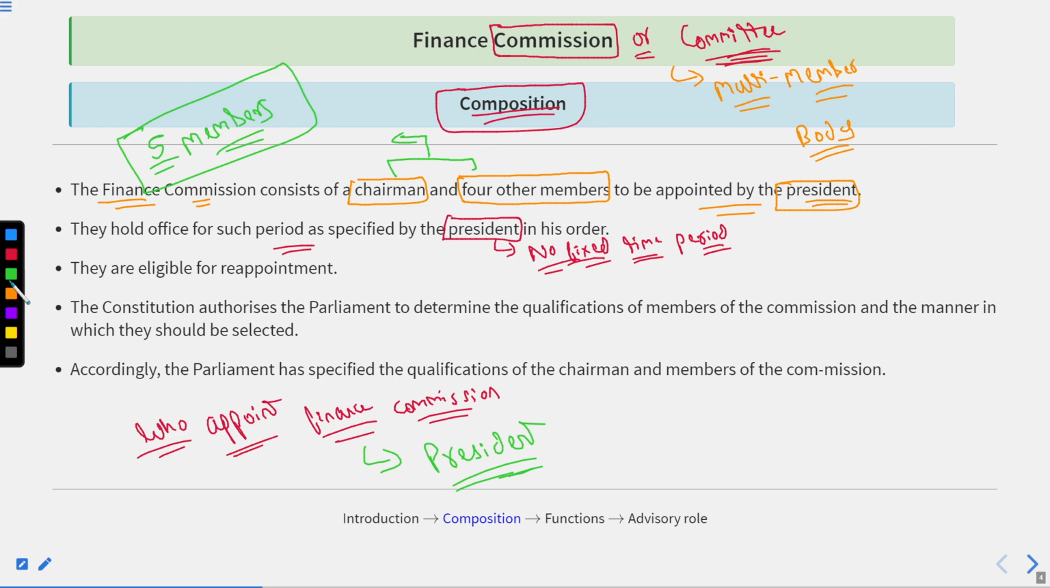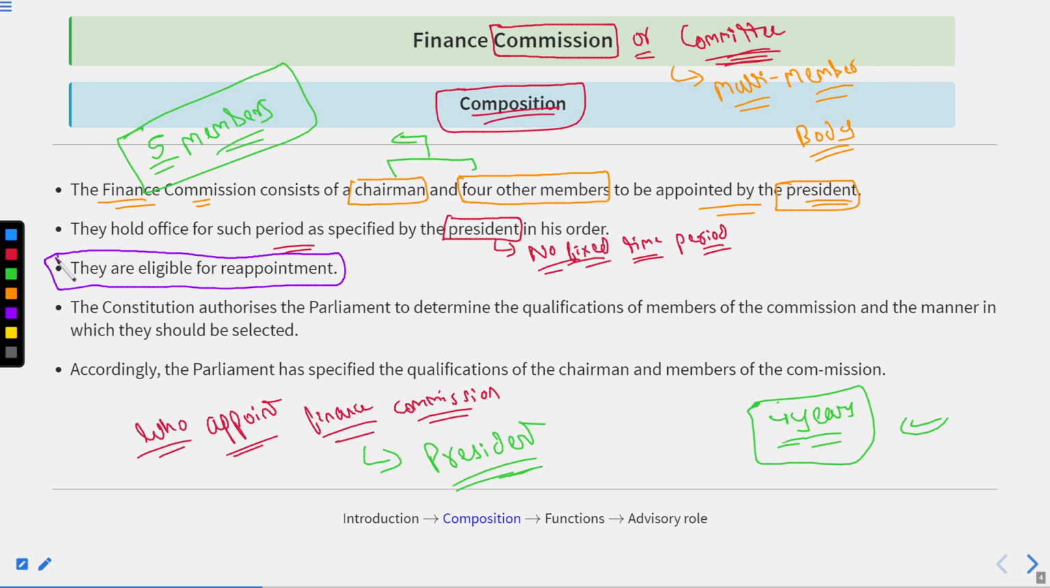Okay, it means that suppose the president in his order said that the members who are going to be appointed, whether as chairman or members, will be appointed for 6 years, then the tenure will become 6 years. If it is for 4 years, the tenure will become 4 years. All right, but it totally depends upon the president's order.